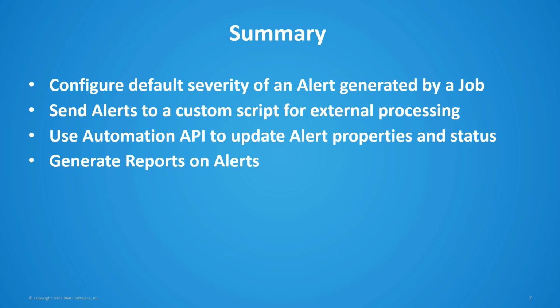Here's a summary of what we did during the demonstrations. We changed the default severity of an alert when it is generated by a job ending not okay. We showed how to send these alerts in real time to a custom script. Afterwards, we used the automation API to show how to update alert properties. And then we ended by using Control-M reports to generate a report for the alerts.